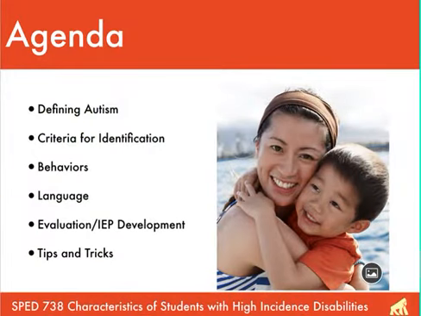So what we're going to do today is lay out what is autism, how are students identified as being autistic, and then look at some of the characteristics. We're going to look at some tips and tricks that impact the classroom. We're going to look specifically at behavior and language and how that affects students on the autism spectrum, and then talk a little bit about IEP development, primarily focusing on the idea of functional behavior assessments to determine what's causing a problem behavior, and then looking at some key folks within the IEP process that can be helpful to you.